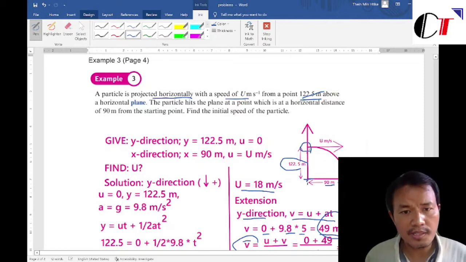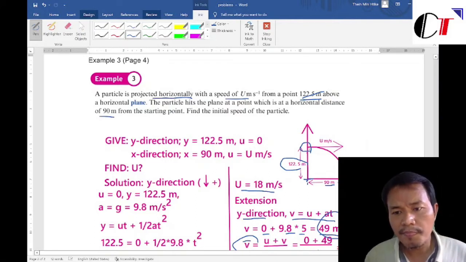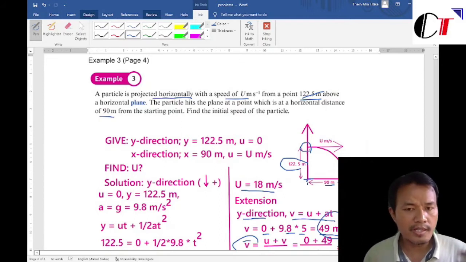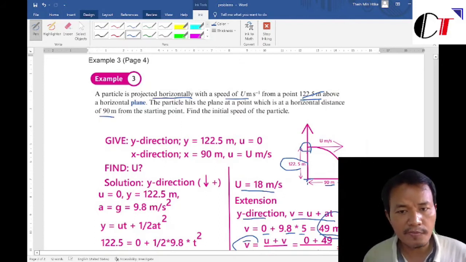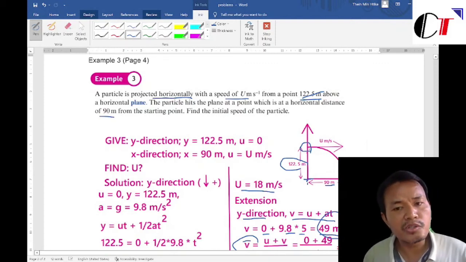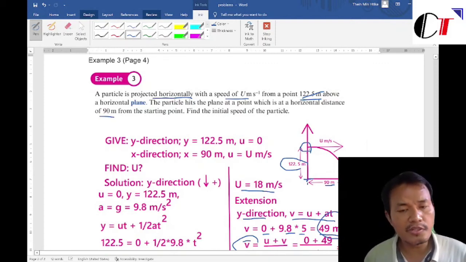You know when the object hits the ground, it is at a horizontal distance of 90 meter from the origin. So your object hits the ground at this point, and looking from the origin, it is 90 meter away. That is what is given in the problem, and you are asked to find the initial speed of the particle. So let's look at the approach for the solution to this problem.